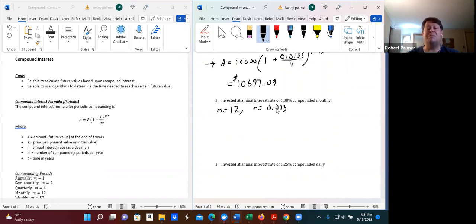All right, now what we expect is we're compounding monthly. That should increase our amount, but our interest rate is slightly less. Instead of 1.35%, it's 1.3. So the question is, do we get more this way or less this way? Let's find out. So once again, if we plug everything in, 10,000, then 1 plus 0.013 divided by 12. And then in our exponent, our compounding period is 12 times 5, our years, which will be 60. So once again, let's use Desmos to help us out.